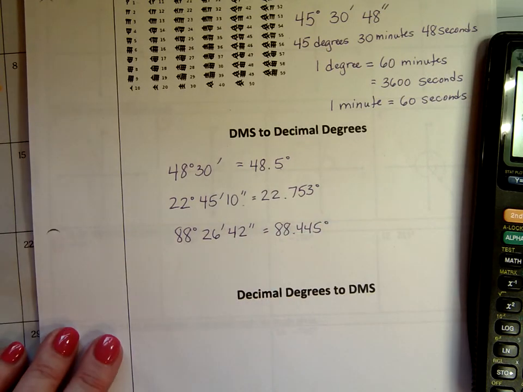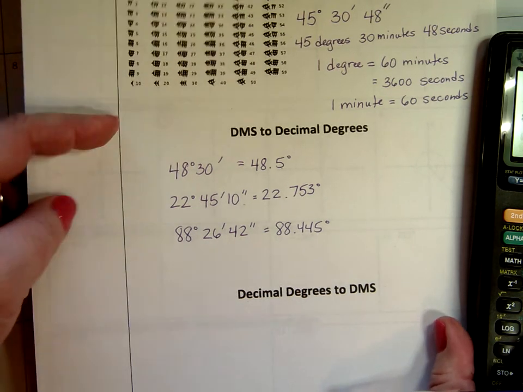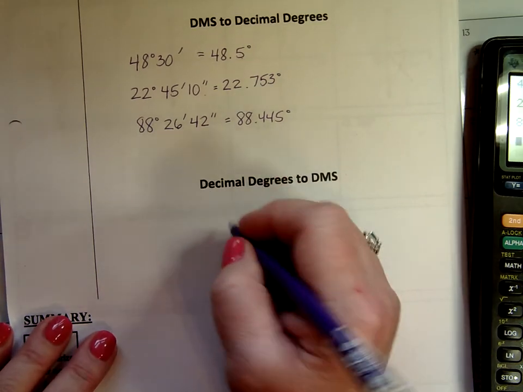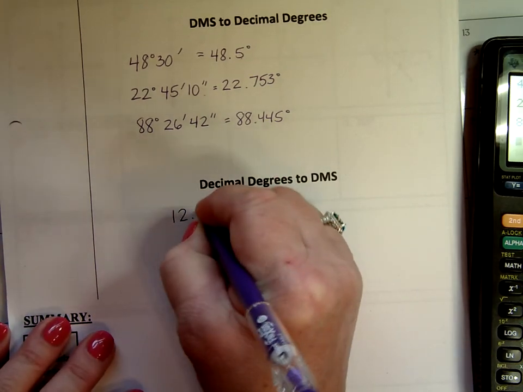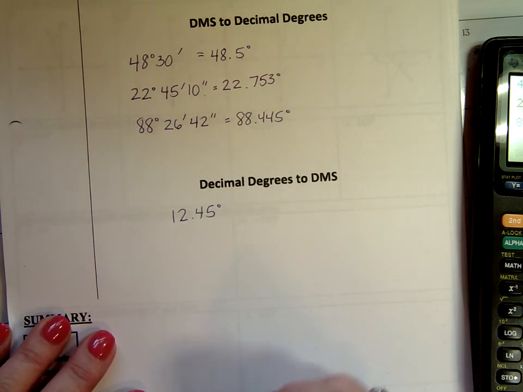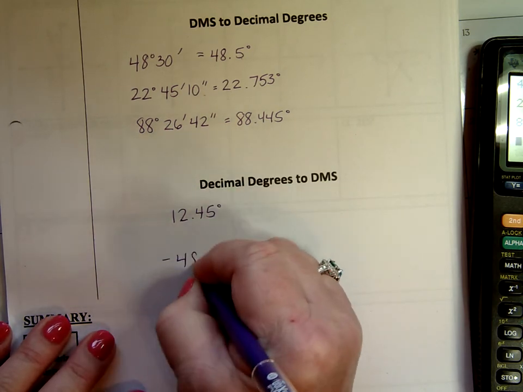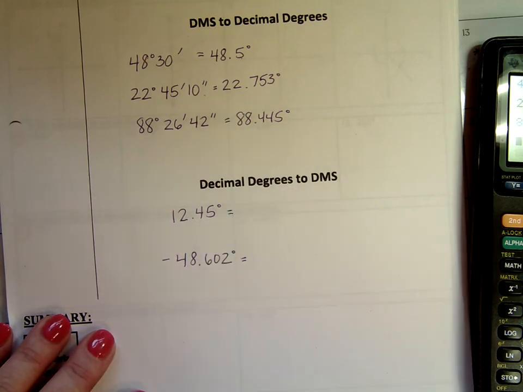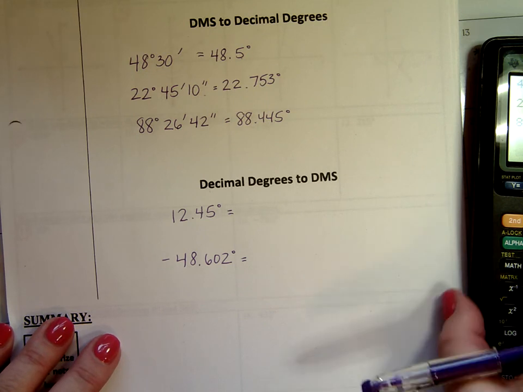All right, now how about if you wanted to go the other way? What if I gave you an angle measurement in decimal form and I wanted you to go the opposite way? What if I wanted you to take 12.45 degrees and negative 48.602, and tell me what that would be in degree minute second format? And so that's even easier yet.